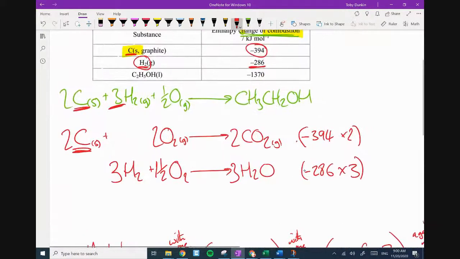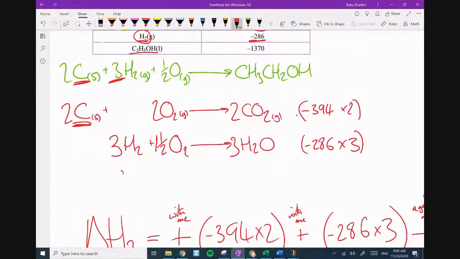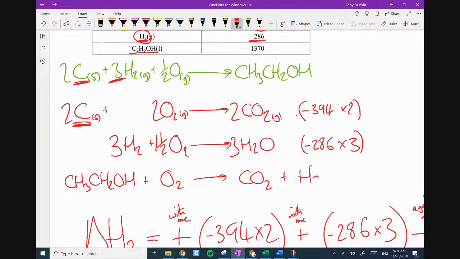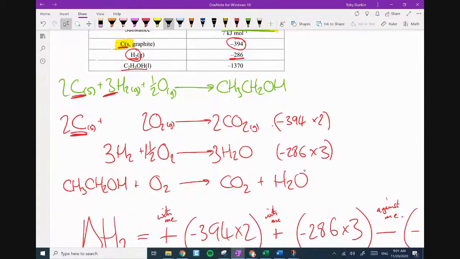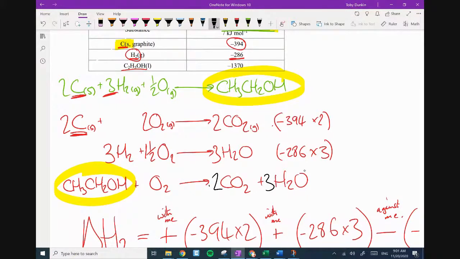Now I'm going to burn ethanol. So I'm going to take ethanol, CH3CH2OH. I'm going to move that. Sorry, CH3, I'm running out of time. CH3CH2OH plus O2 goes to CO2 and water. Now, here's the cool bit. The problem is, if you notice, the equation I am trying to build has ethanol on the other side. By the way, I'm going to balance it before I forget. So 2 carbons there and 3 waters there and 3 oxygens there.